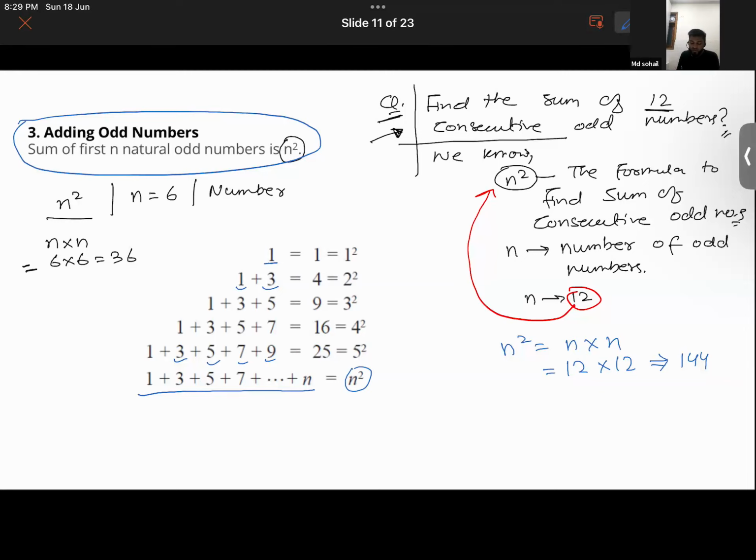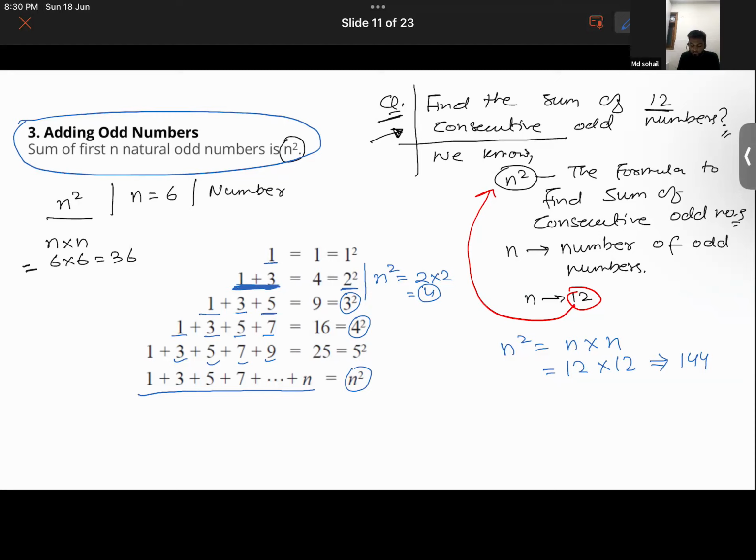See here, how many odd numbers are there in this one? There are two. So it is 2 square. Can we not write it like this? 2 multiplied by 2 gives me 4, right? Or see this one, 1 3 and 5. How many odd numbers are there? There are 3 here. So we wrote it as 3 square. See, 1 3 5 and 7. How many odd numbers are here? There are 4. So we wrote it as 4 square.